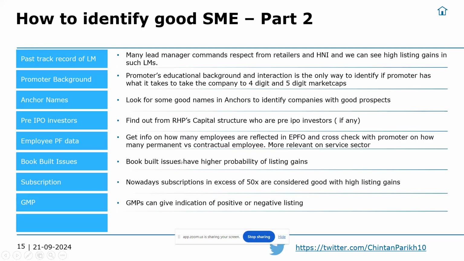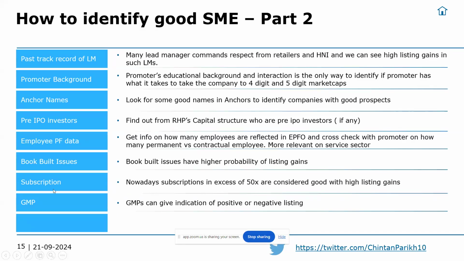Book build issue, I just explained, it has a higher probability because of the anchor book. Nobody would like to lose money. So wherever you see book build issues, apply to those IPOs. Chances are that you're not going to lose your money that easily.